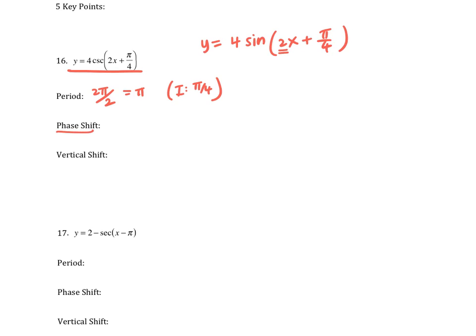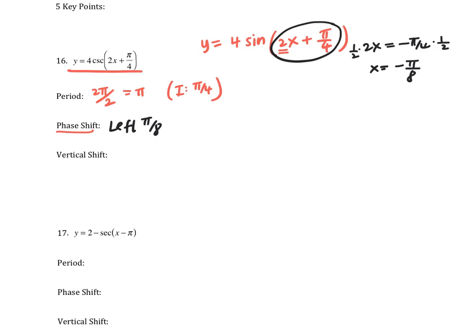Phase shift is going to be whatever value you get when you set the whole thing equal to 0. So 2x plus pi over 4 equals 0. You get negative pi over 4. Divide by 2, which is the same thing as multiplying by a half. You get x is equal to negative pi over 8. So phase shift is going to be left pi over 8 since I'm going in the negative direction here. I don't have a vertical shift, so it's going to be none.